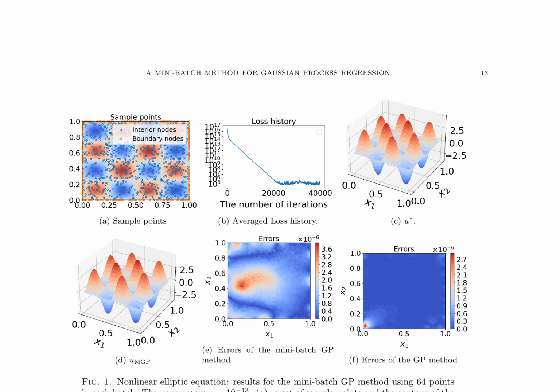The authors present a mini-batch method for Gaussian process regression, applied to nonlinear elliptic and Burgers' equations. In the nonlinear elliptic equation, the true solution is prescribed as sin(πx1) sin(πx2) plus 4 sin(4πx1) sin(4πx2), for x equals (x1, x2) in Omega. The Gaussian kernel with length scale parameter sigma equals 0.2 is chosen for regression.